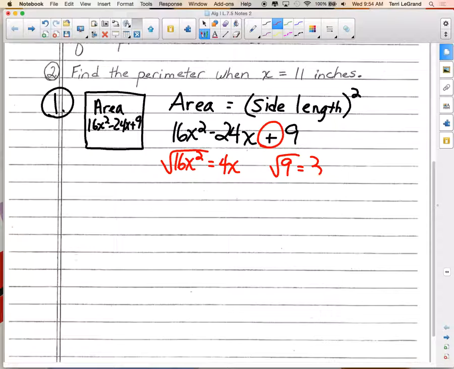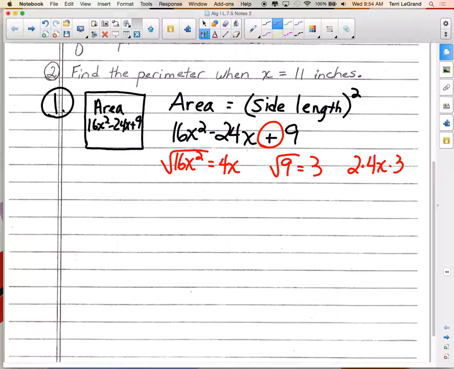So this is 3, right? So far it's passing all the tests. The first term is a perfect square. The last term is a perfect square. The last term was positive, so that we could take its square root. And then we have to see if it meets the middle term thing: 2 times those square roots, the product of those square roots.